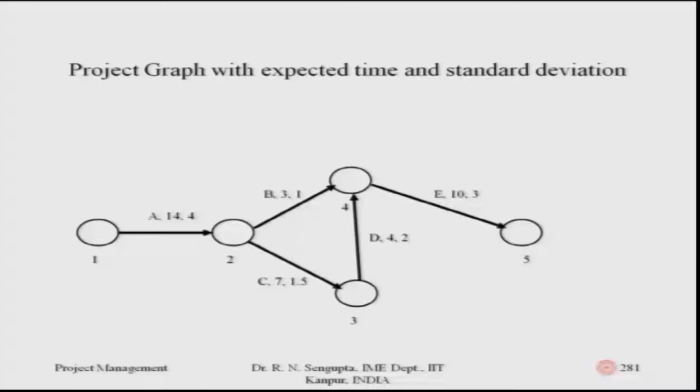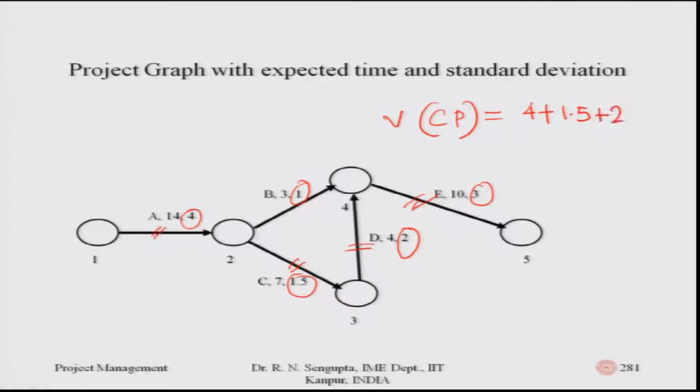Not the standard deviation. So, consider the graph is again exactly the same, the only thing added in this case is these numbers. It should be explicitly mentioned in the problem whether they are the variances or the standard deviations. If they are the variances, then to find the variance of the critical path, which is 1, 2, 2, 3, 3, 4 and 4, 5, you will add 4 plus 1.5 plus 2 plus 3. So the overall variance V of the critical path Cp would be 4 plus 1.5 plus 2 plus 3.